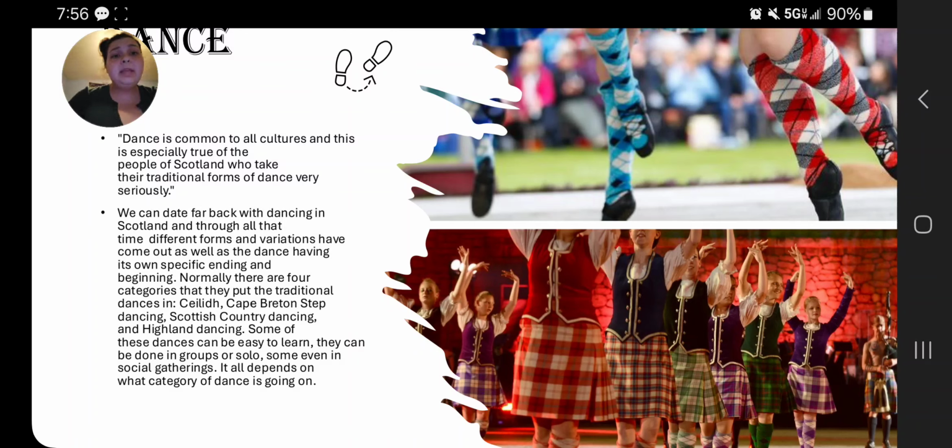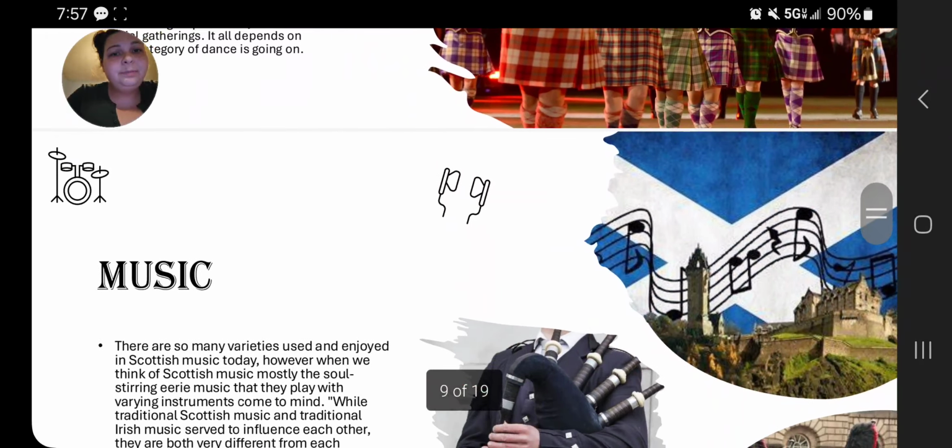Some of these dances can be easily learned. They can be done in groups or even solo, and some even at social gatherings. It depends on what category of dance it is and what event you're going to, like how we talked about earlier, the Ceilidh, which is a social gathering. You do that dance in a group, at a gathering. And then there are other times where you're doing a performance and you have a solo act. You could do a traditional dance like one of those. It all depends and it all varies.